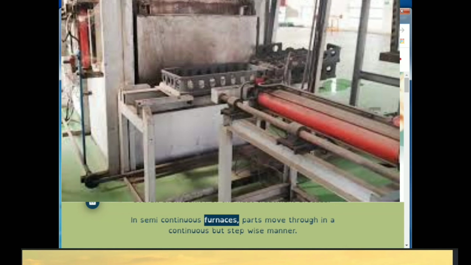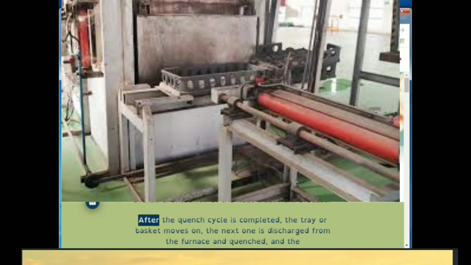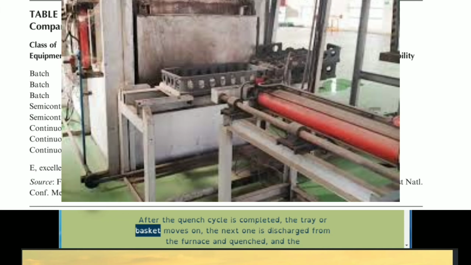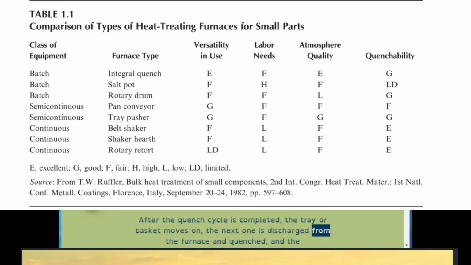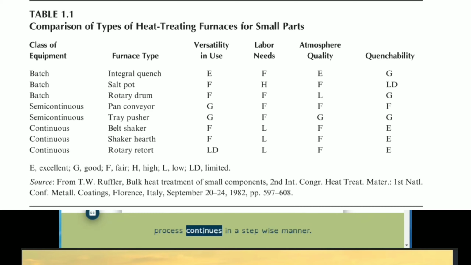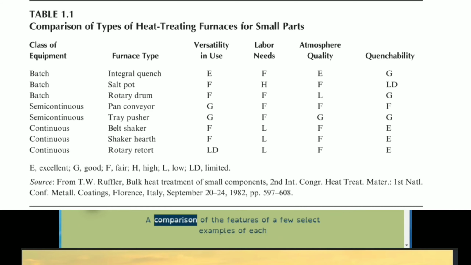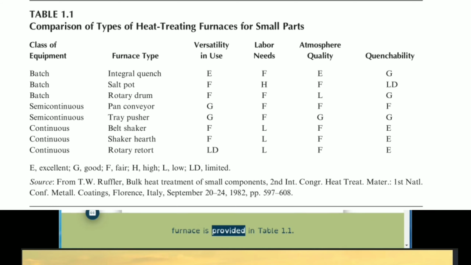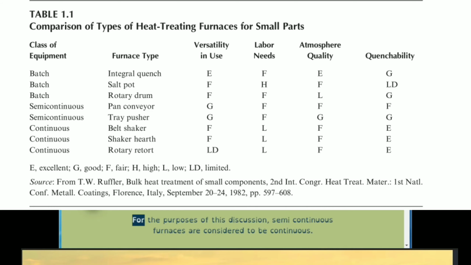In semi-continuous furnaces, parts move through in a continuous but stepwise manner. For example, they may move through the furnace in a tray or a basket. As the tray or basket is discharged from the furnace, it is quenched. After the quench cycle is completed, the tray or basket moves on. The next one is discharged from the furnace and quenched, and the process continues in a stepwise manner. A comparison of the features of a few select examples of each furnace is provided in Table 1.1. For the purposes of this discussion, semi-continuous furnaces are considered to be continuous.